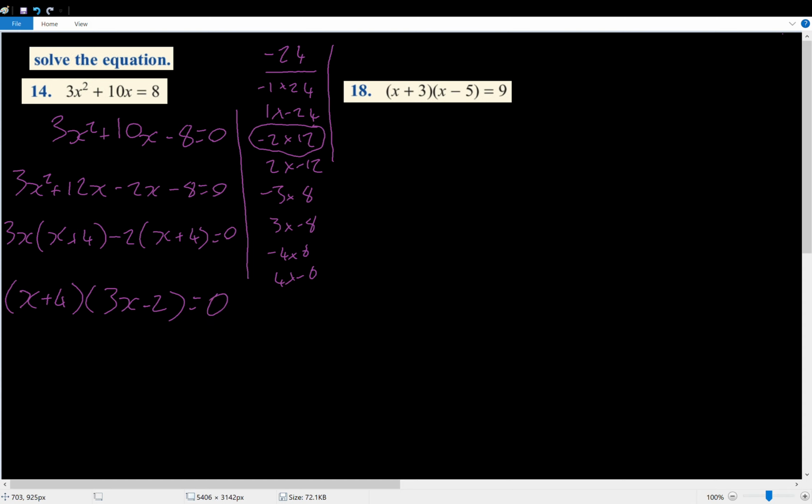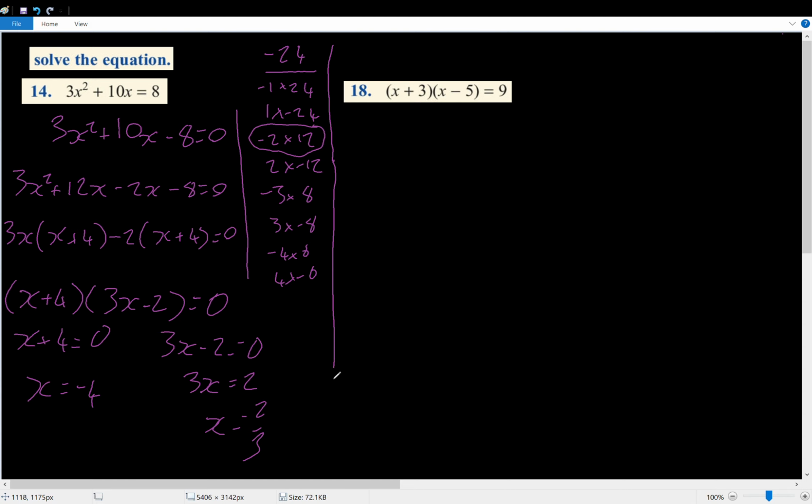And from here, the final step of getting this solved is just taking each bracket and setting it separately equal to 0. So we have x plus 4 is equal to 0, and 3x minus 2 is equal to 0. And if we solve them out, we get x equals minus 4 for one of them, and on the right we get 3x equals 2, so x equals 2/3, like that. So those are our two values for x from question 14.